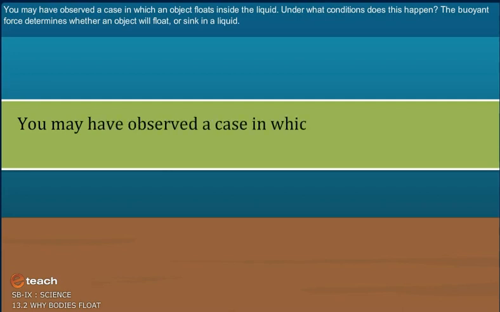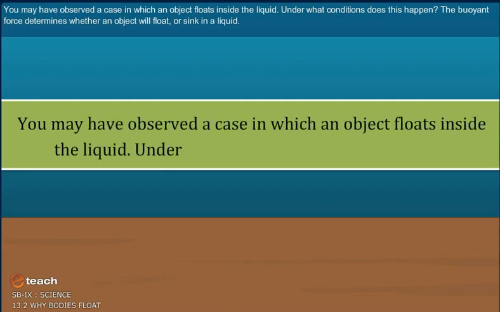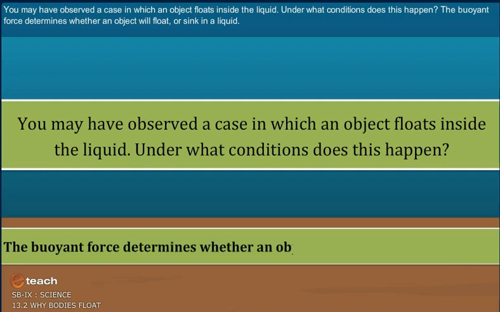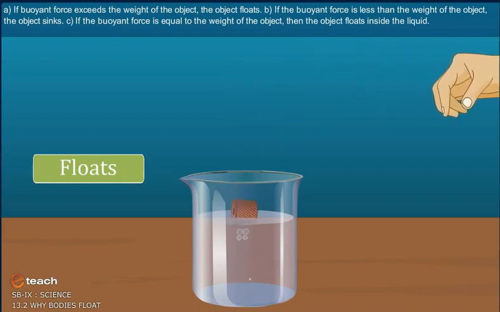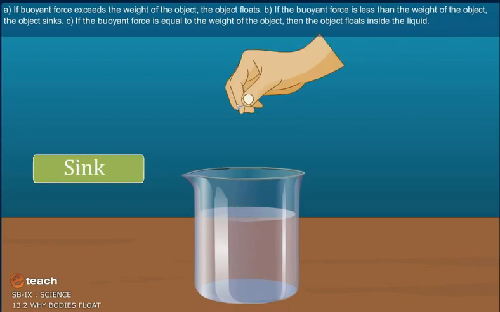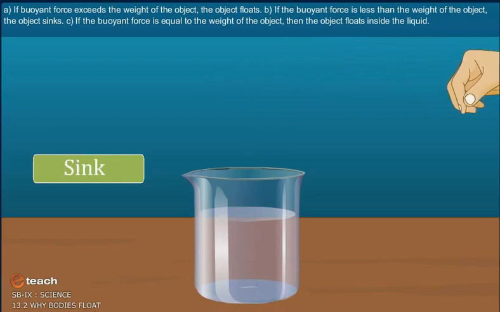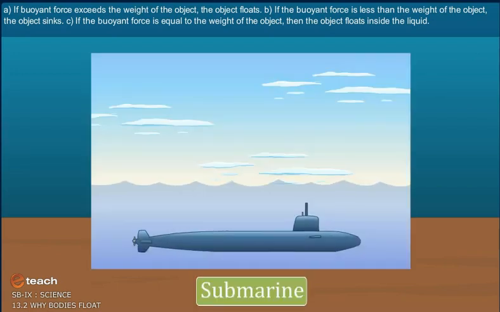You may have observed a case in which an object floats inside the liquid. Under what conditions does this happen? The buoyant force determines whether an object will float or sink in a liquid. A. If the buoyant force exceeds the weight, the object floats. B. If the buoyant force is less than the weight, the object sinks. C. If the buoyant force is equal to the weight, then the object floats inside the liquid.